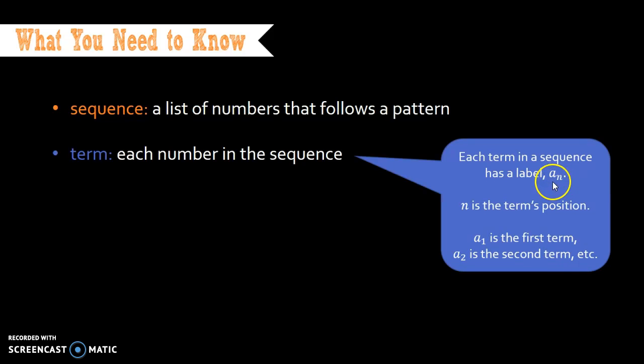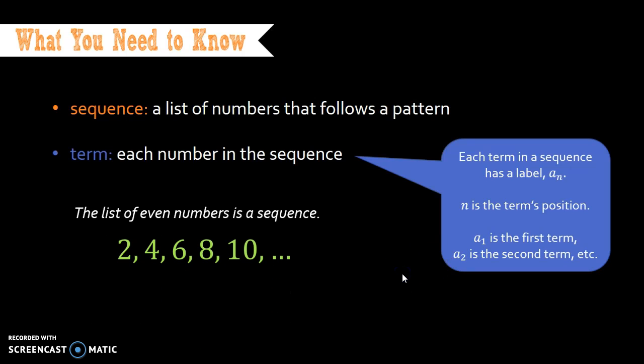This is just notation. They don't mean anything, like they don't stand for anything specific. But the n is going to be the term's position. So for example, A sub 1 is your first term, A sub 2 is your second term, A sub 3 is your third term, and so on.